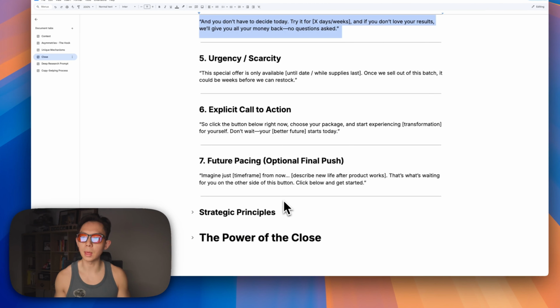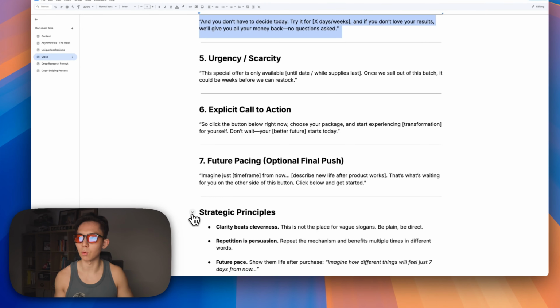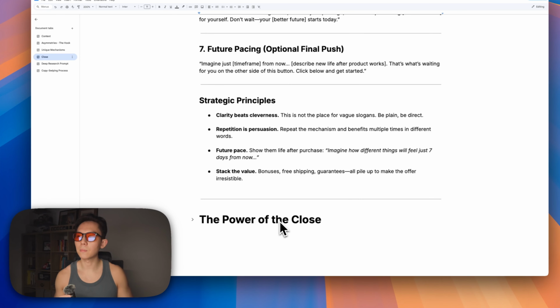And lastly, the future pacing, which is the optional final push, right? This is where you tell them 30 days from now, 60 days from now, 90 days from now, this is how you'll be living life. This is how you'll feel. This is what you'll be experiencing. Your future pacing all the results that they will experience, right?